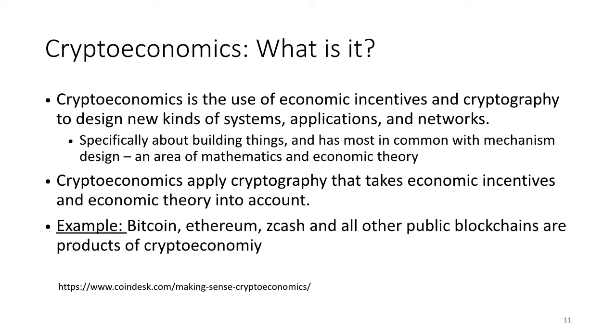Another way of thinking about it, and probably more practical and concrete, is that it's the use of economic incentives and cryptography to design new kinds of systems, applications, and networks. It's about building things. It's about mechanism design, where we combine cryptography, mathematics, and economic theory. And it's basically taking economic incentives into account. So think about Bitcoin. That's exactly what Bitcoin is. Right? We're using strong cryptography, that we talked about in earlier sessions, public-private key, but also economic incentives to get people aligned in supporting the system.